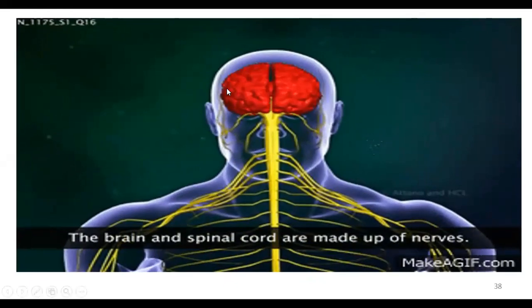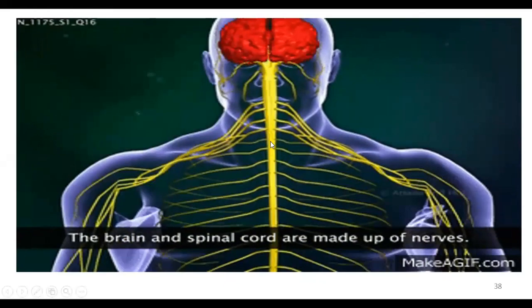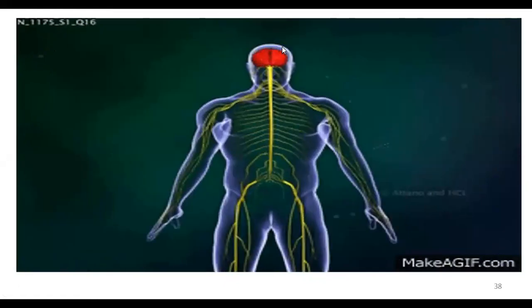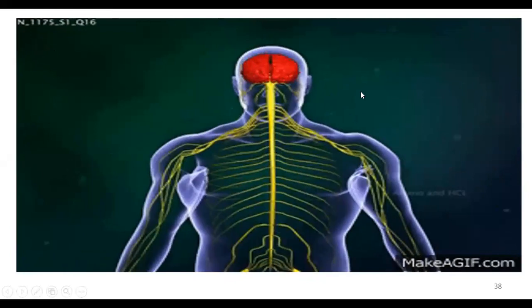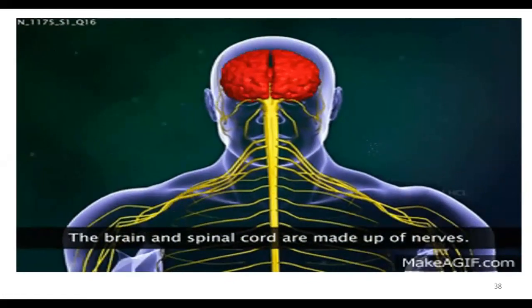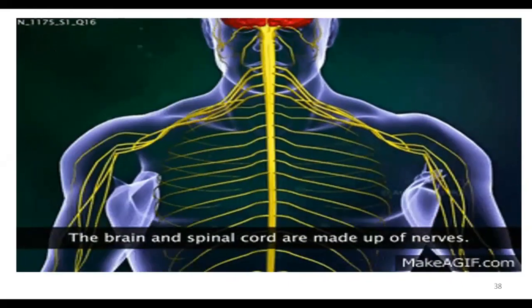Now you can see this is the brain. And from the brain, a line is coming. That is the spinal cord. Okay, from the brain like a tail, a big part, it's coming down. That is the spinal cord.